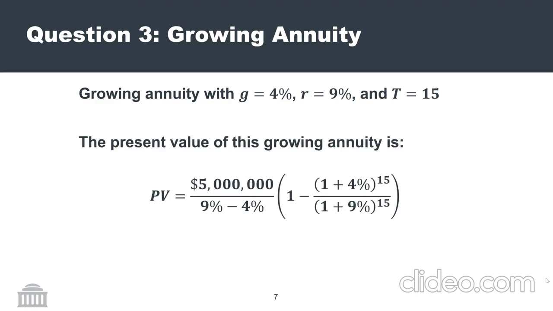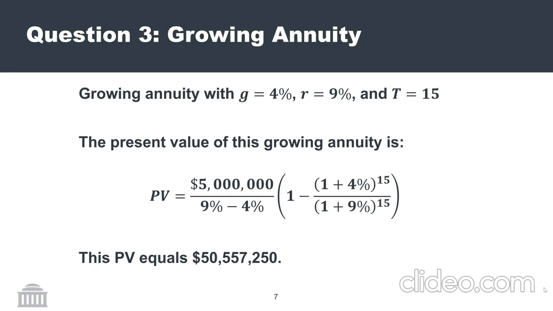So the present value of this growing annuity would be the first payment, which is $5 million, divided by discount rate 9% minus growth rate 4%, multiplied by 1 minus 1 plus g, which is 4%, raised to the power of 15, this is the total number of periods over which we receive the cash flow, divided by 1 plus discount rate 9%, raised again to the power 15. So this value, if we compute it, would equal $50,557,250. Exactly the same value that we obtained by applying the brute force.